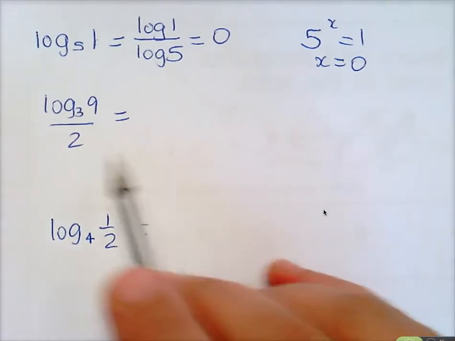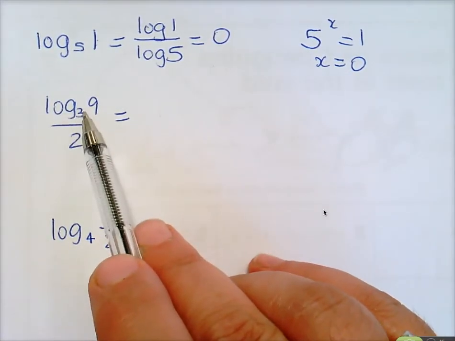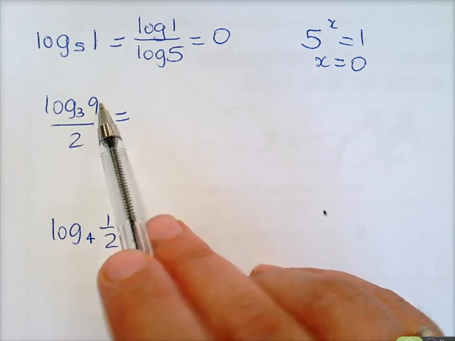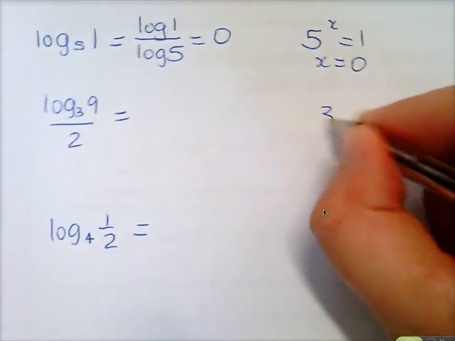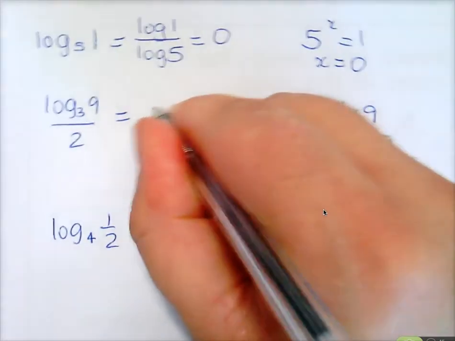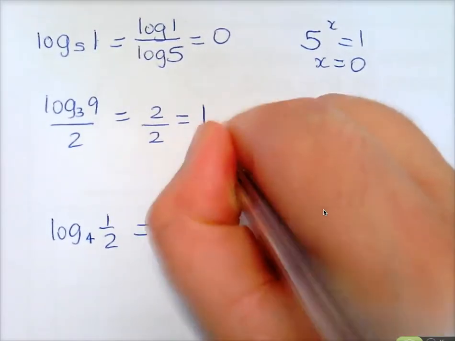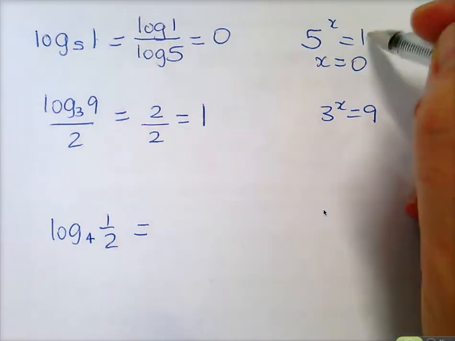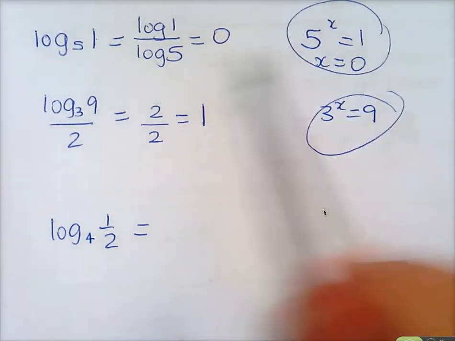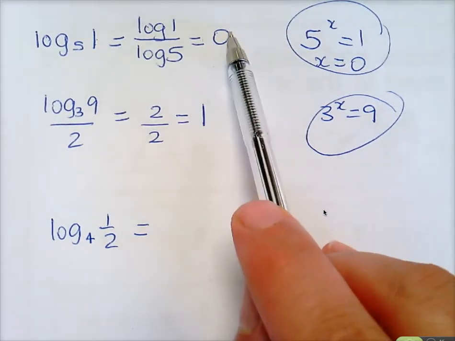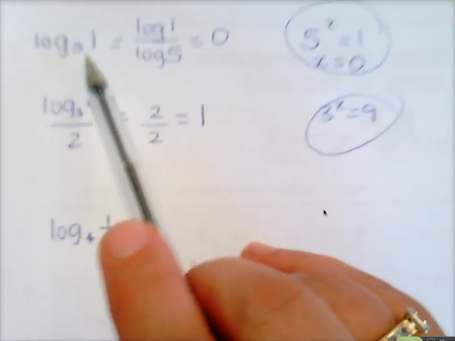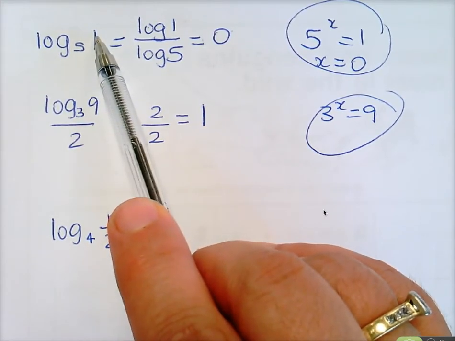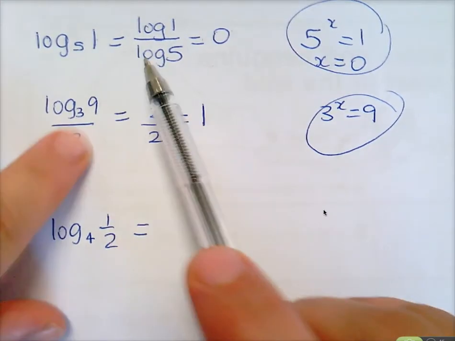So, all right, girls, trying that second method, 3 to the power of what is 9? So that's 2 over 2 is 1. That's I get the right side. Where did that come from? Because notice how the answer is 0? This is what logs really mean. 5 to the power of what is 1? That's the answer.